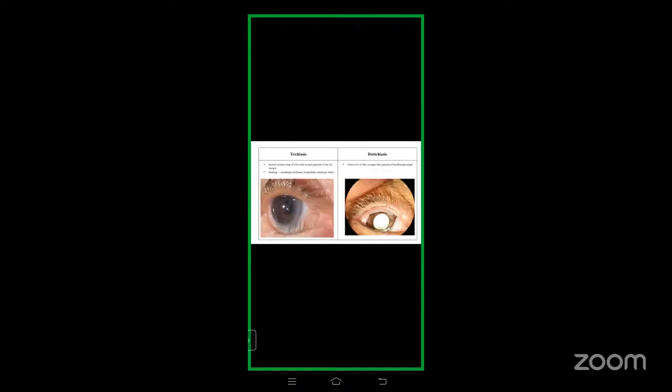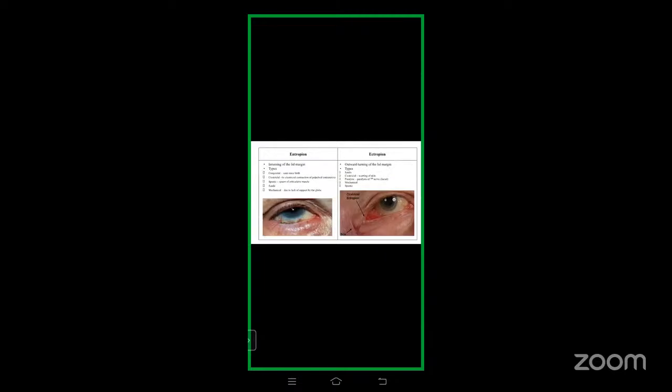Next, anomalies of the lashes and lid margin. First one is trichiasis. This is inward misdirection of the cilia. Cilia is like eyelashes. The next one is distichiasis. This is basically congenital or acquired. This is an extra row of cilia that occupies the meibomian gland position.